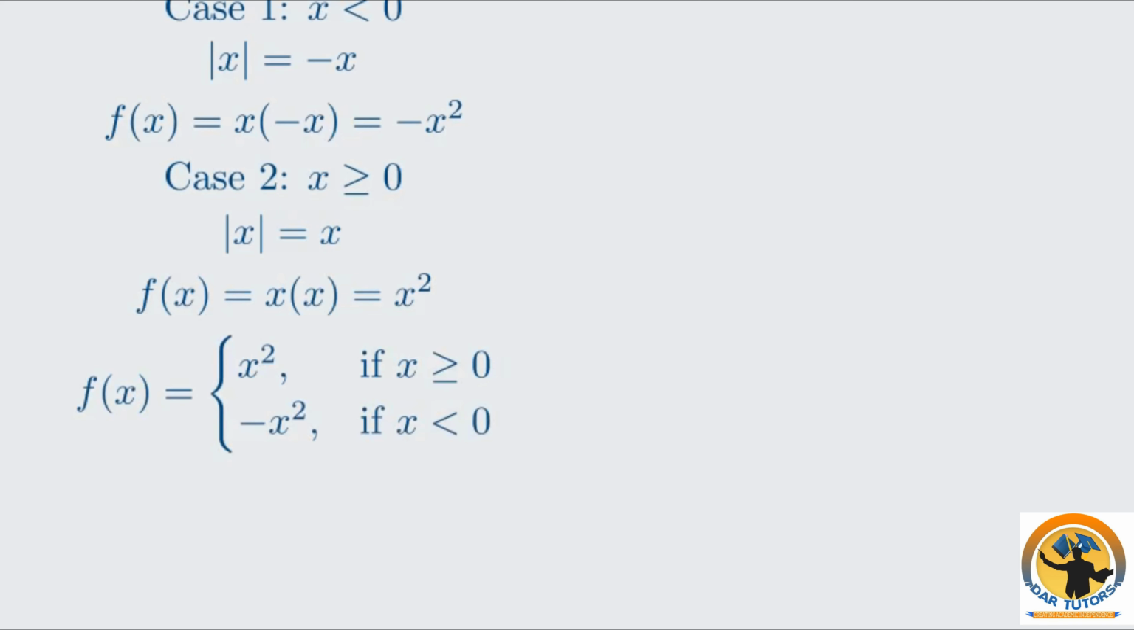So our function is x squared for x greater than or equal to 0, and negative x squared for x less than 0. To graph this, we draw the right half of the parabola y equals x squared, and the left half of the parabola y equals negative x squared. The result is a curve that looks like a cubic function, but is actually made of two parabolic pieces. This method of breaking the function into cases based on the sign of the expression inside the modulus is a powerful technique for graphing and analyzing these functions.